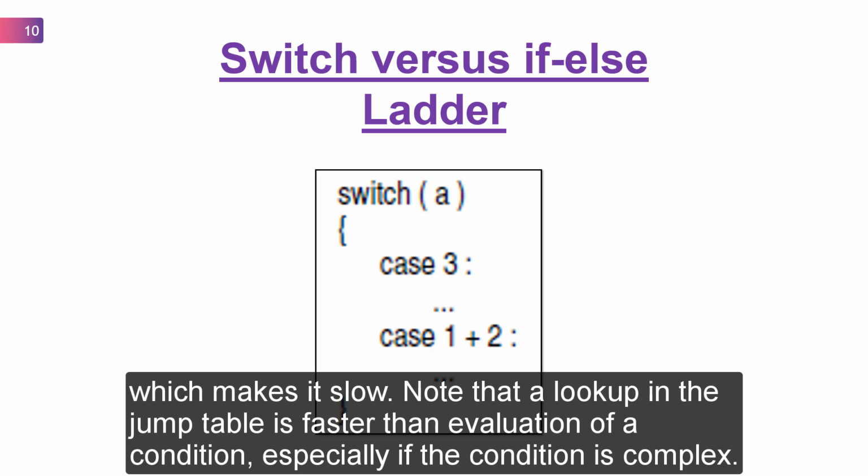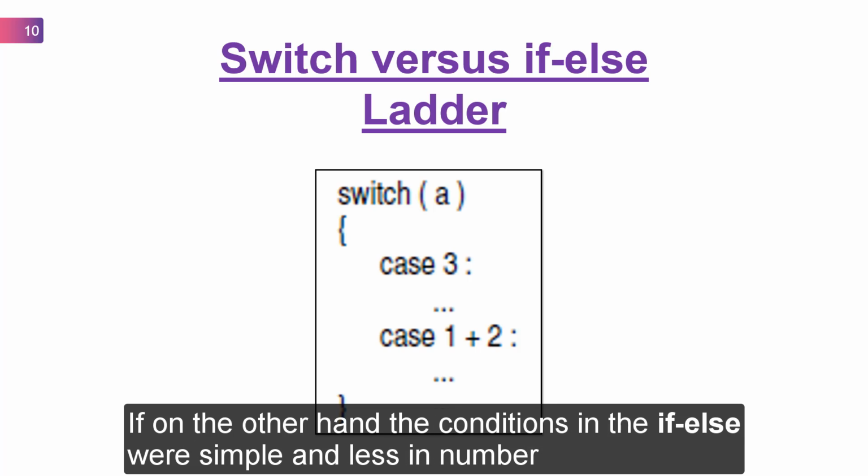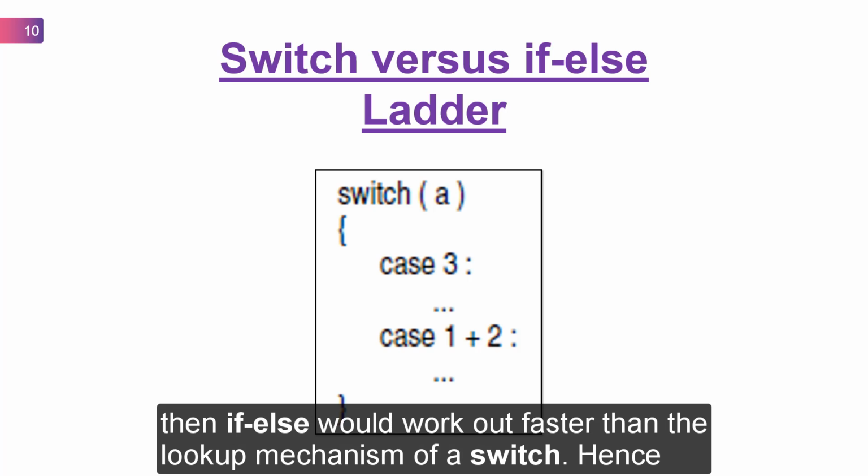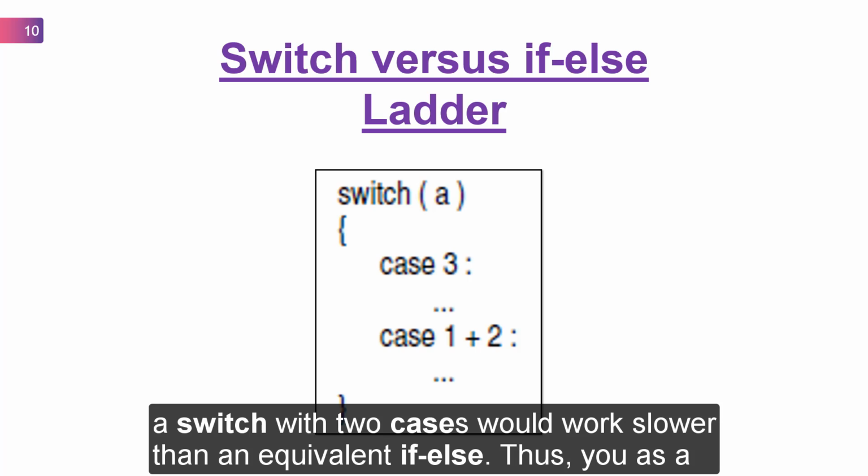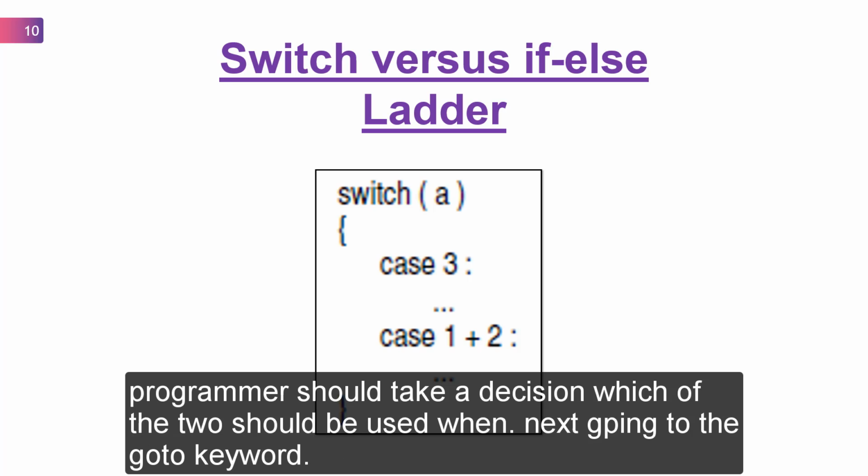Note that a lookup in the jump table is faster than evaluation of a condition, especially if the condition is complex. If, on the other hand, the conditions in the if-else were simple and few in number, then the if-else would work faster than the lookup mechanism of a switch. Hence, a switch with 2 cases would work slower than an equivalent if-else. Thus, you as a programmer should take a decision which of the two should be used when.